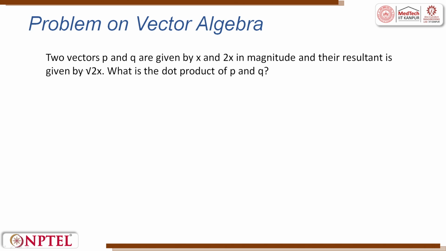Two vectors P and Q are given by x and 2x in magnitude, and their resultant is given by root 2x. So, two vectors, let us take x, 2x, or we can say P, Q, their resultant, which is root 2x. What is the dot product of P and Q? So, let us try to solve this problem.